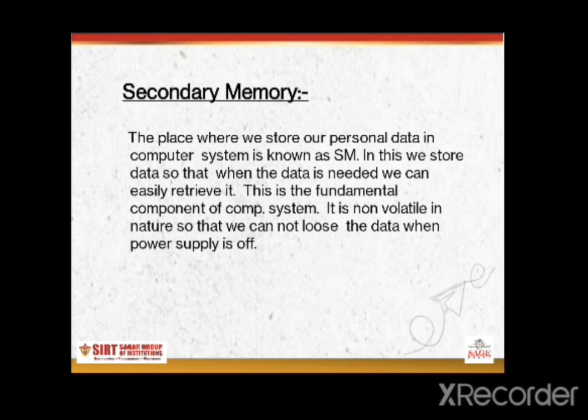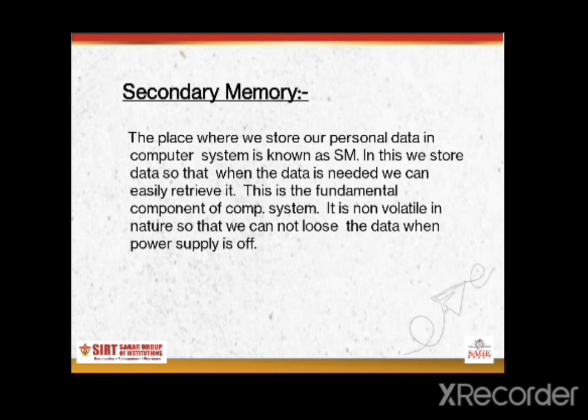Now I'm talking about the secondary memory. If we want to store data for a long time and in a large amount, then we use the secondary memory, which is also called auxiliary memory. In this type of memory, the cost per bit of storage is low. It means it is not as costly as primary memory. The operating speed is slower than primary memory. The place where we store our personal data is known as secondary memory.